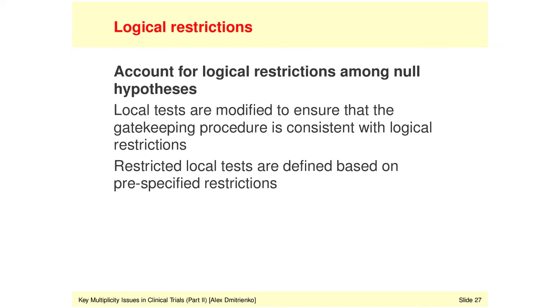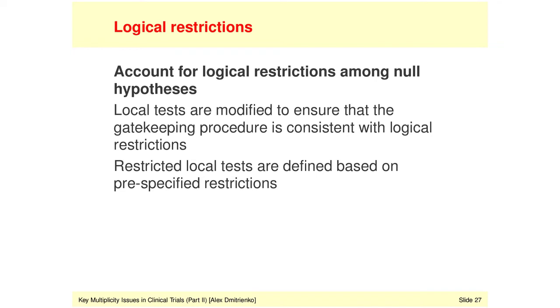What we have discussed so far is a general approach to constructing a closure-based set of decision rules. And as I emphasized a few minutes ago, this is an example of a basic Bonferroni-based gatekeeping procedure that completely ignores the relevant logical restrictions. It is now important for us to discuss what it takes to incorporate clinically relevant logical restrictions, and the general process is defined on this slide.